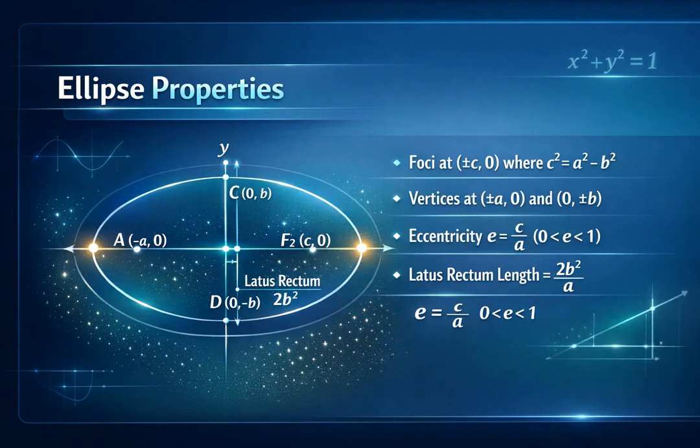Key ellipse properties. The foci are located at plus or minus c, 0, where c squared equals a squared minus b squared. The vertices are at plus or minus a, 0 and 0, plus or minus b. The eccentricity e equals c over a, and it's always between 0 and 1 for ellipses. The latus rectum length is 2b squared over a.